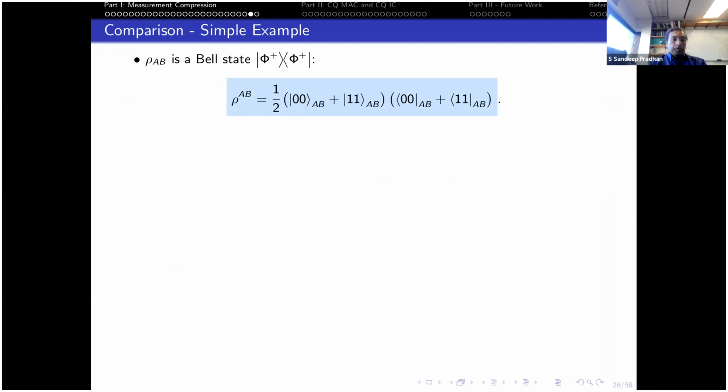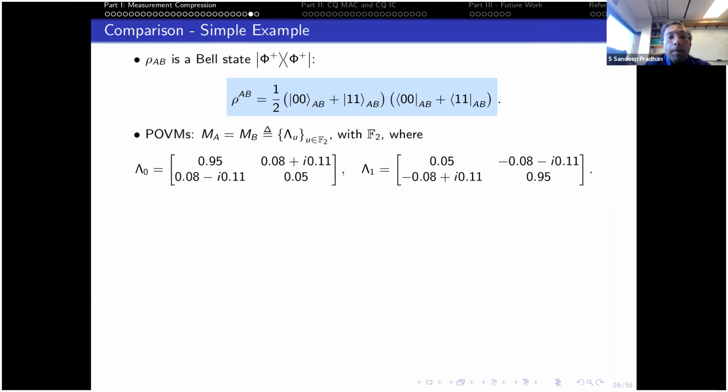So here is a simple situation. We have the Bell state. Alice and Carly are looking at a Bell state. Alice is looking at one qubit, and Carly is looking at the other qubit. And we want to do this measurement, let us say given by this lambda 0 and lambda 1. And here F2 stands for the finite field of size 2.